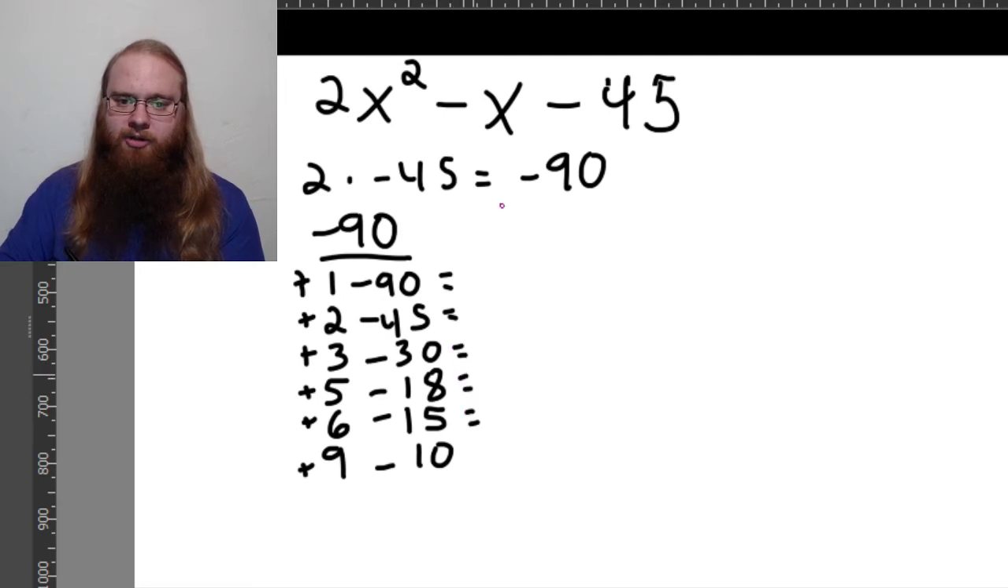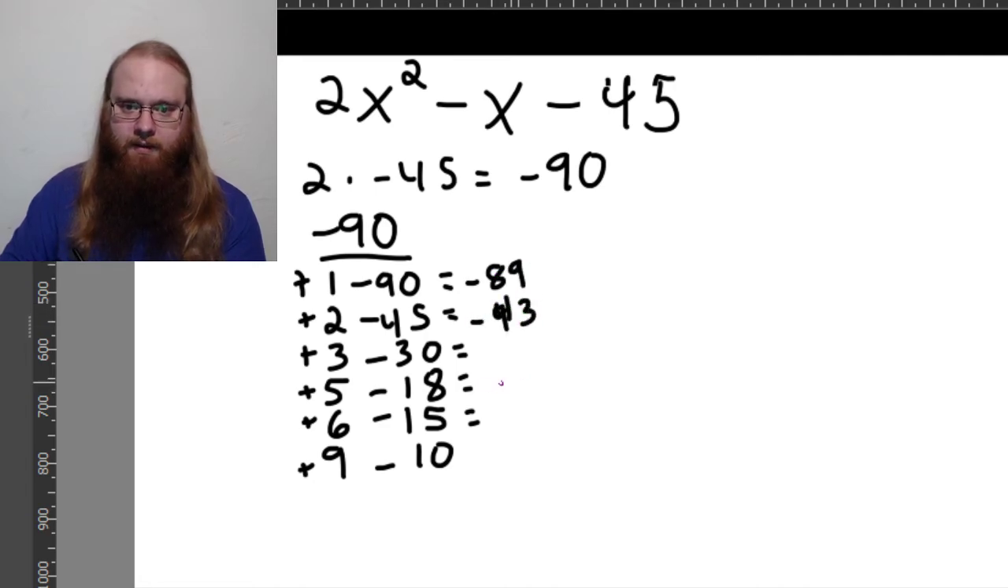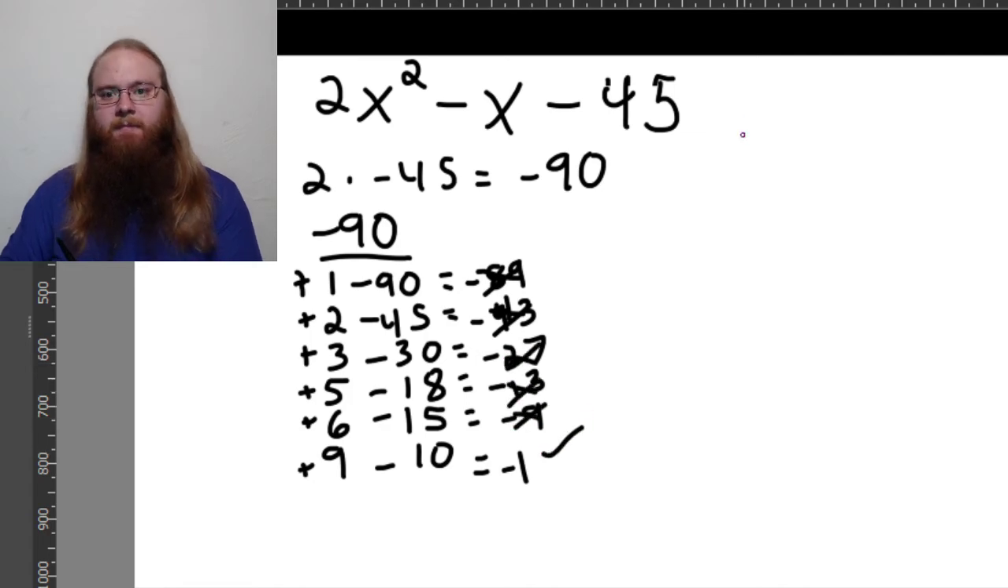So we're trying to get a negative 1 here. We're going to get negative 89, negative 43, negative 27, negative 13, negative 9, and we're going to get a negative 1. So we don't care about any of these. We only care about this one.